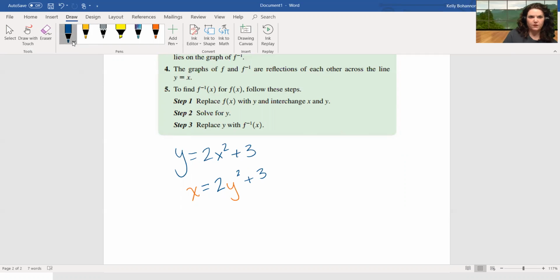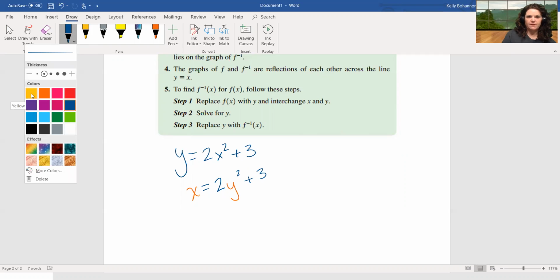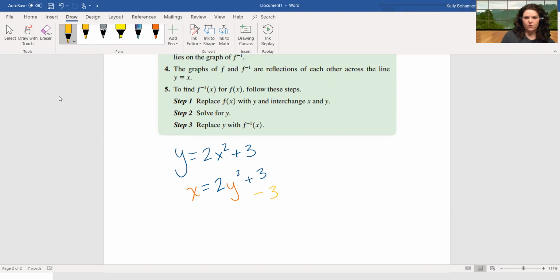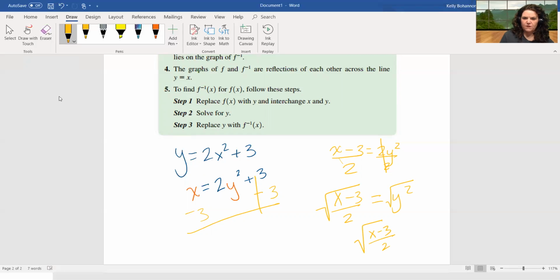So I just follow simple steps of algebra to get rid of everything that is with the y. So I'm going to subtract 3 from both sides. That would give me x minus 3 equals 2y squared. Divide by 2. That gives me x minus 3 divided by 2 equals y squared. And then take the square root of both sides. And that would give me the square root of x minus 3 over 2 equals y.